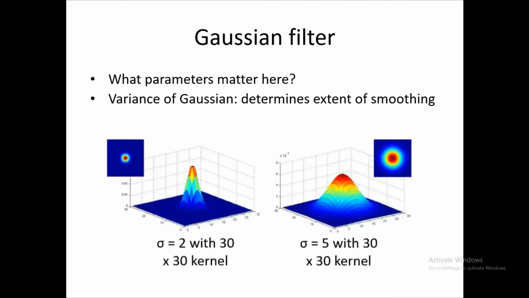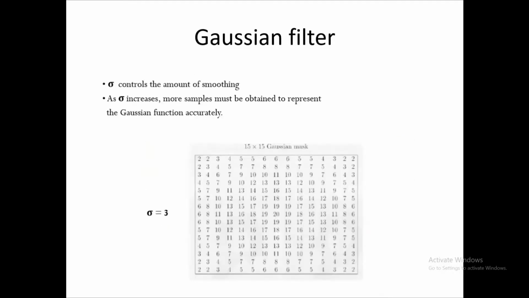We can see here the shape of the bell, or the nature of the kernel, with sigma equal to 2 and with sigma equal to 5. Obviously, sigma equal to 5 will create the greater blurring effect. Sigma controls the amount of smoothing.